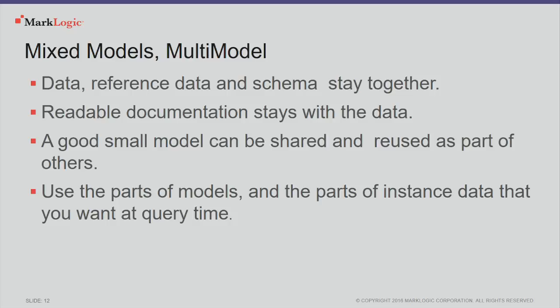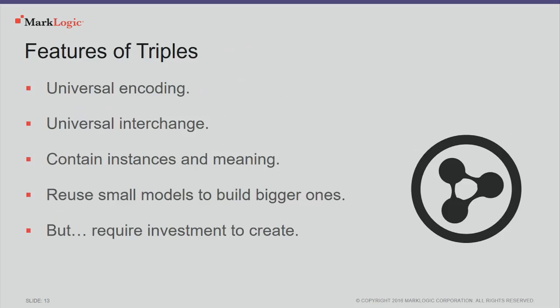A good small model, you can take a good small model and reuse it over and over again. One thing that you'll never have to model again if you're using triples, for example, are people and organizations. FOAF is a very small vocabulary that is used very, very extensively, and you can use that for networks of organizations and people just out of the box and as part of your own work.